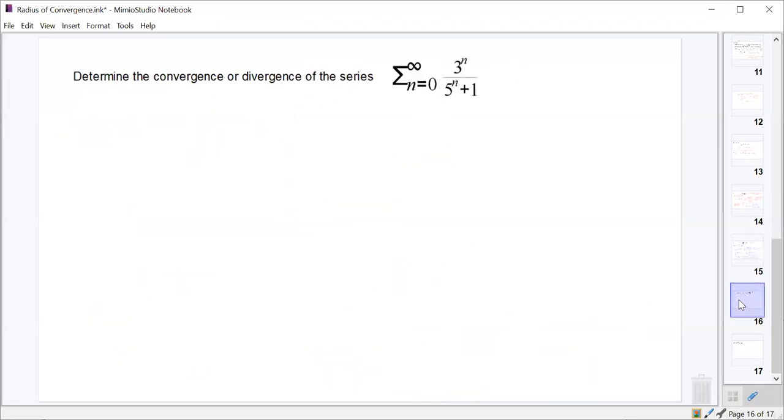All right. Let's look at this one. 3 to the n over 5 to the n plus 1. First off, for all values of n, because there's no x in this one, does this have all positive terms? Yes. Yeah, it does, right? We can say this has all positive terms, so we don't have to worry about throwing it inside an absolute value for this one. So we'll just go straight to our ratio test.